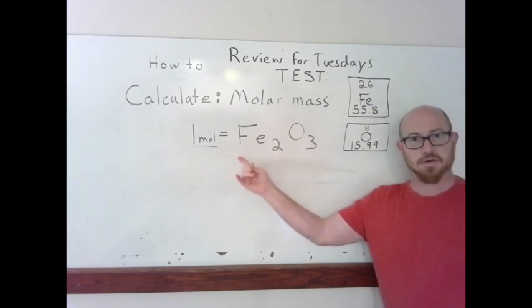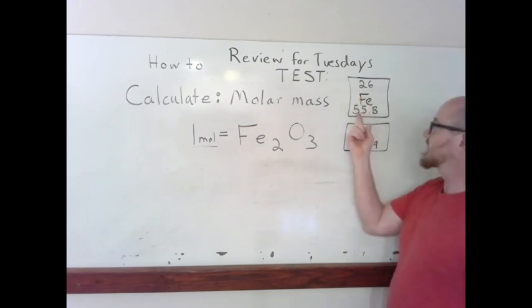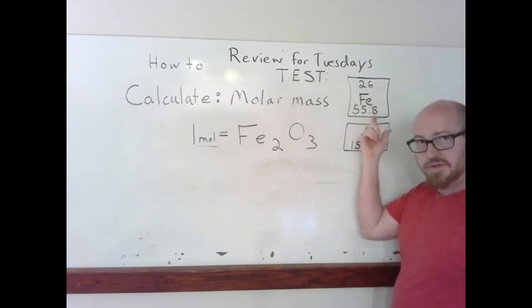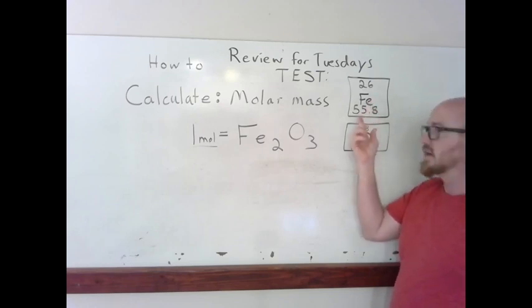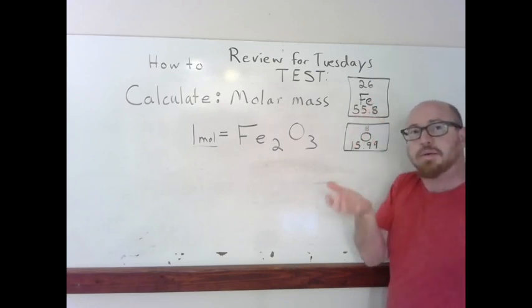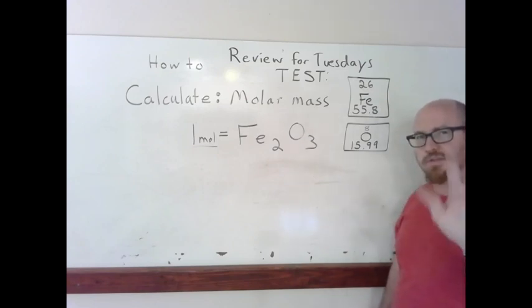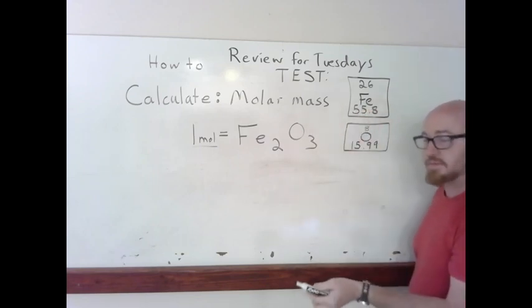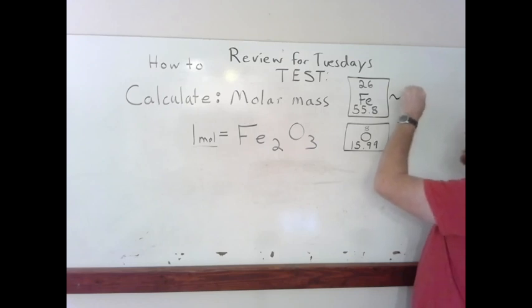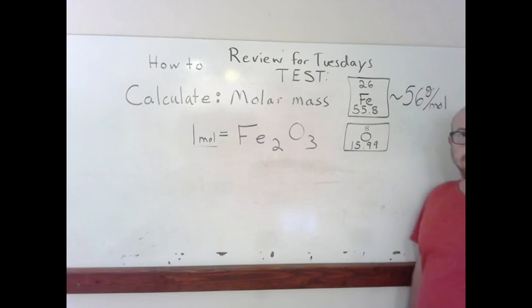Number 1 is iron. On your periodic table, iron is number 26, and it is 55.8 for its atomic mass. But remember, this atomic mass is how many grams per mole iron is. So 55.8 grams of iron is 1 mole of iron. I'm going to round this to whole numbers so we can make it a little bit easier for ourselves. 55.8, I'm going to round up to 56. That's grams per mole. That's for iron.